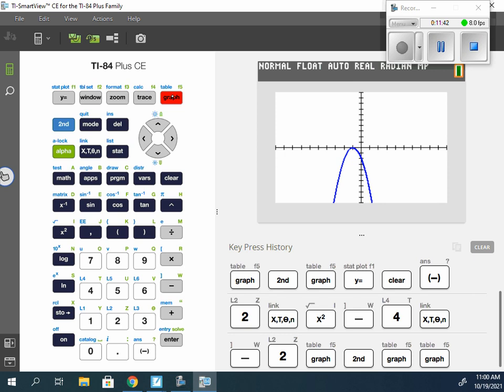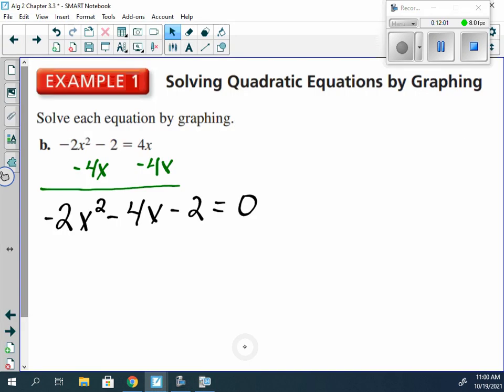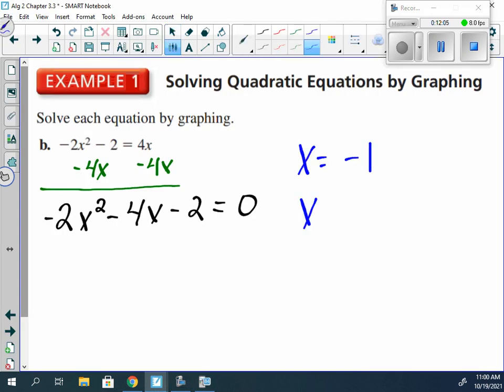What do we think the other one's going to be? X is equal to what? Yeah, -1. So the solution for this here is we could say that x is equal to -1 and x is equal to -1. We don't have to list it out twice. We can just list it once.